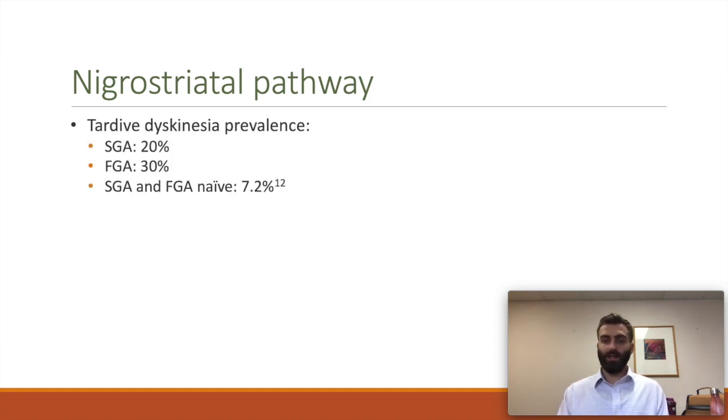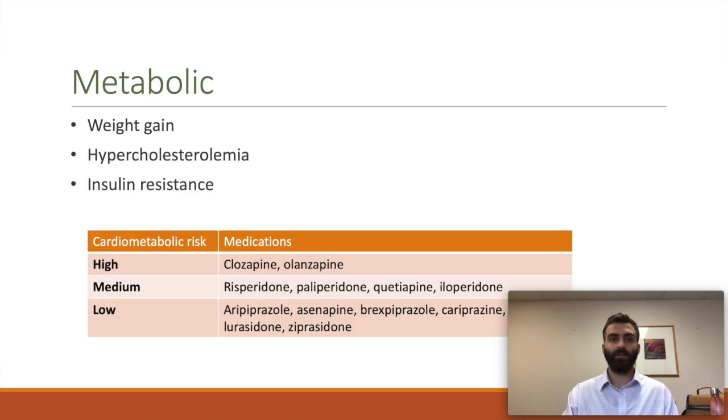Tardive dyskinesia I wanted to highlight again because these effects can be permanent. The risk with a second generation is 20%. The risk with the first generation is 30%. But if you're on a second generation and have never had a first generation, your risk is only 7.2%. So this is the best case scenario. So again, especially if you have a young patient or you're worried about tardive dyskinesia, really be cognizant when you're choosing a first generation because you're increasing that total lifetime risk.